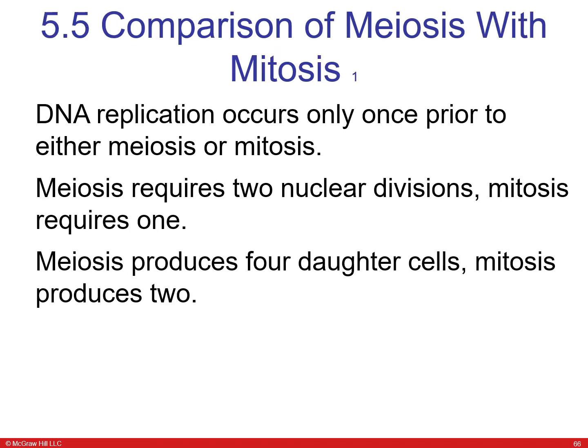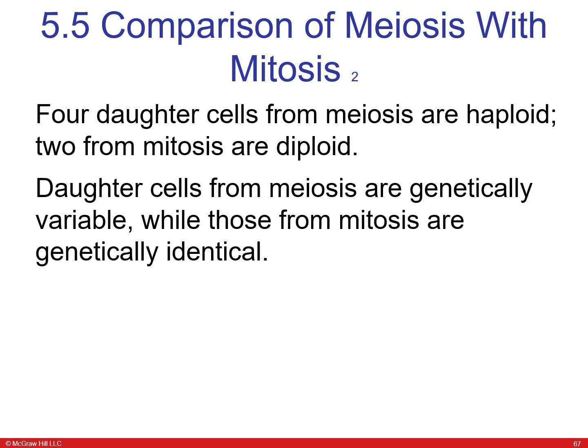If you compare meiosis with mitosis, DNA replication only occurs once prior to either meiosis or mitosis. Meiosis requires 2 nuclear divisions, mitosis requires only 1, and meiosis produces 4 daughter cells, and mitosis only produces 2. The 4 daughter cells from meiosis are haploid, and the 2 from mitosis are diploid. And really important here, the daughter cells from meiosis are genetically variable, while those from mitosis are genetically identical.